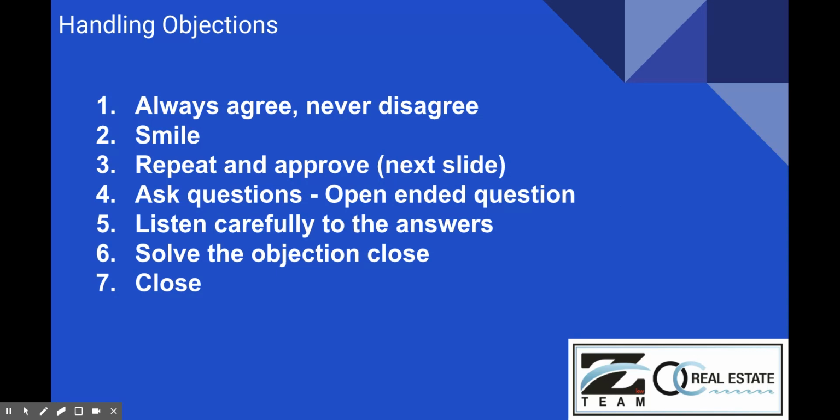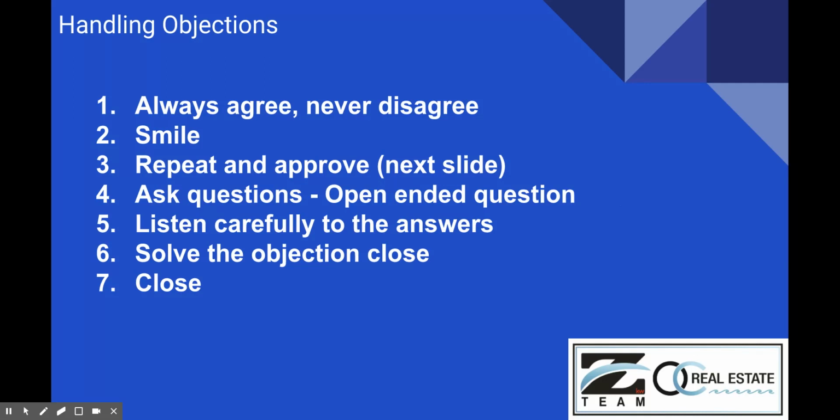You can also ask another question such as, if as an agent I could show you that I could save you time, money, and energy in this process, how would you respond to that? And again, I'm going to ask them an open-ended question because as I'm doing this, I'm engaging them. I'm causing them to really have a conversation with me so that I can understand where they're coming from.